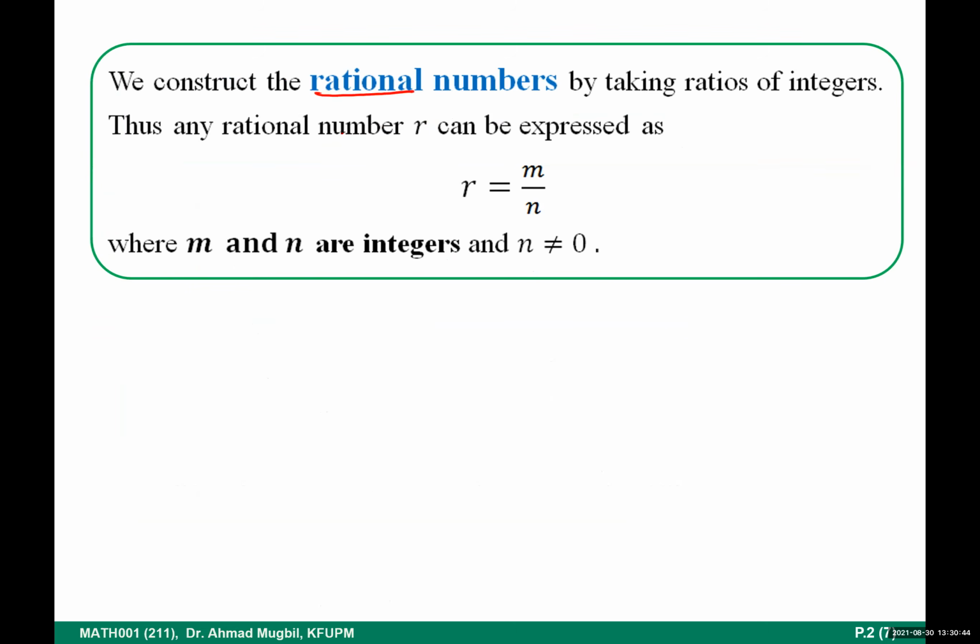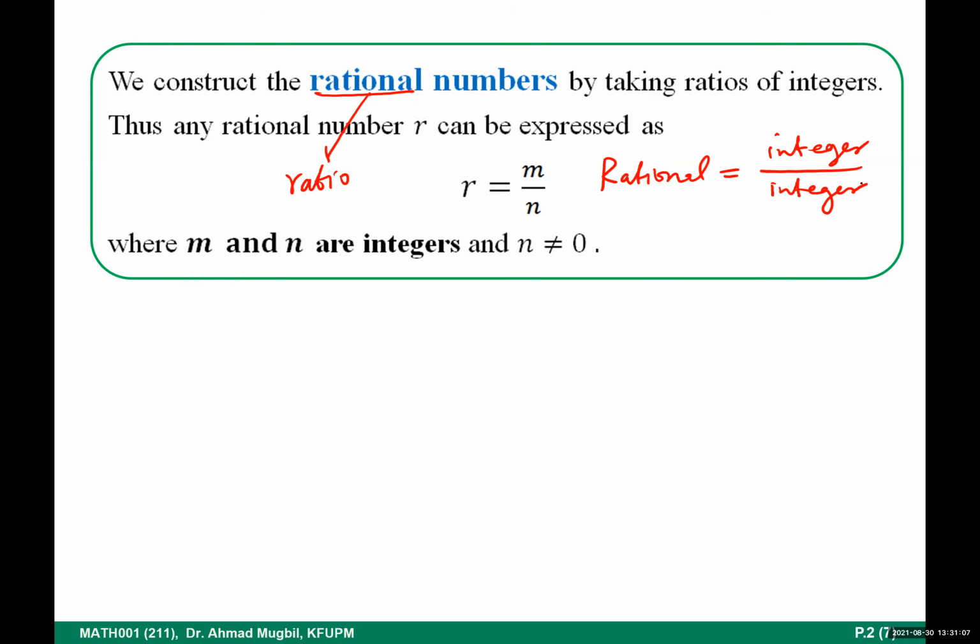Rational comes from ratio. Ratio means when you have a ratio between, this is a ratio, m over n. So what is the rational number? This is so important, ya shabab. The rational number is when you have integer over integer. This is a rational number.